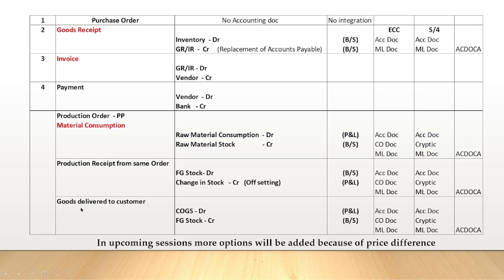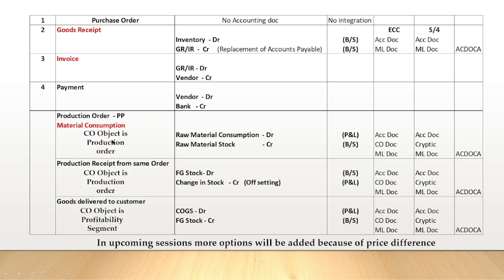Now, goods delivered to customer. COGS will be debited. This is P&L. And FG stock will be credited. This is balance sheet category. What are the documents involved here? Accounting document, CO document, and in this case CO is cryptic. ML document, here also ML document.